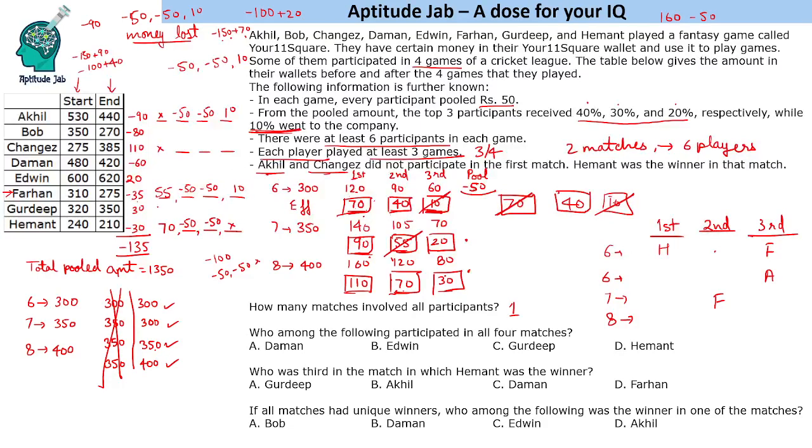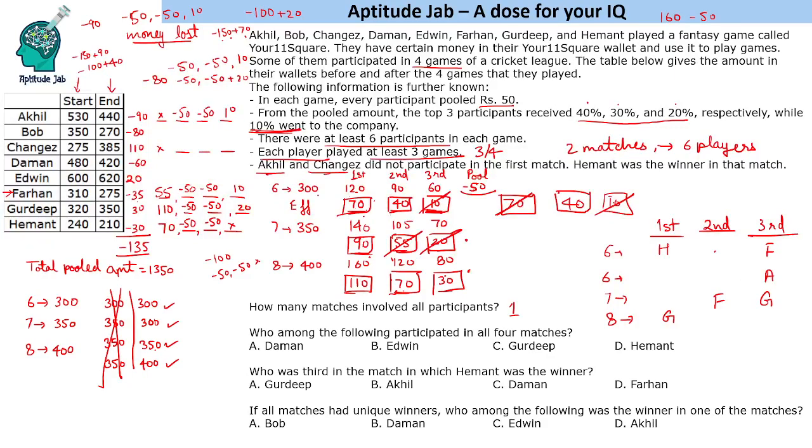So this means Gurdeep wins 110 rupees in one of the matches. So in this match, Gurdeep is the first one. Now Gurdeep has got 110, now he has to lose 80 rupees in three matches. 80 rupees means minus 50, minus 50, and 20. That is the only way. So minus 50, minus 50, and 20 rupees. 20 rupees means getting third position in this match. So Gurdeep is third here.